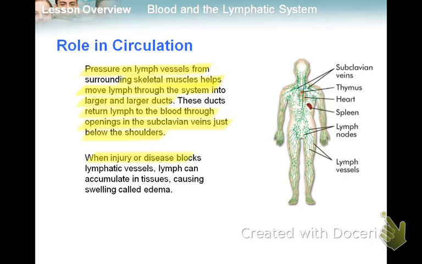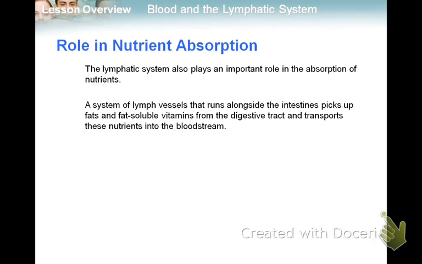When there's injury or disease that blocks these vessels, lymph can accumulate, causing swelling. That's called edema. The lymph system also helps absorb nutrients. There's a system of vessels that run alongside the intestines that picks up fats and fat-soluble vitamins from the digestive system and transports those nutrients into the bloodstream.